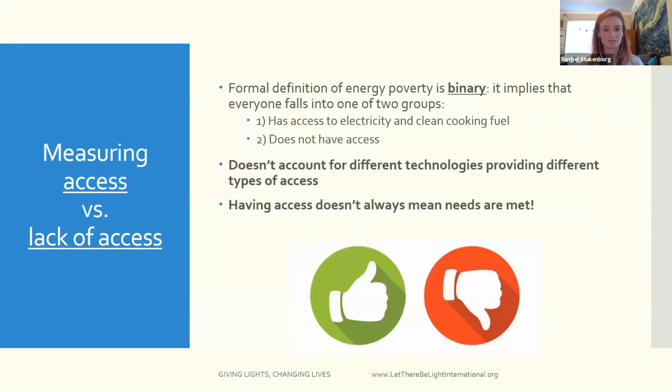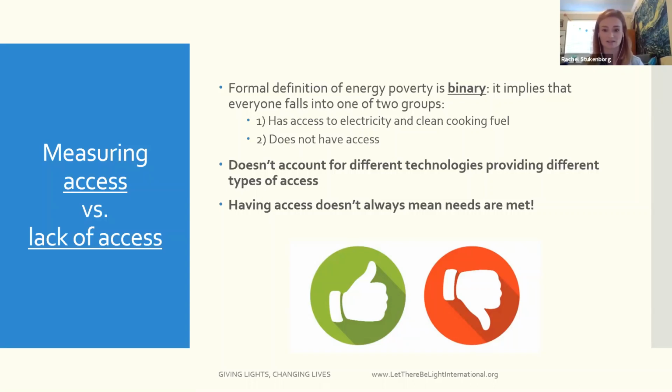So the formal definition of energy poverty is the lack of access to electricity and the lack of access to clean cooking fuels. But that definition is binary, meaning it implies that everyone falls into one of two groups. Either they have access to electricity and clean cooking fuels, or they don't have access. And having just those two groups makes this very difficult to measure for many reasons.